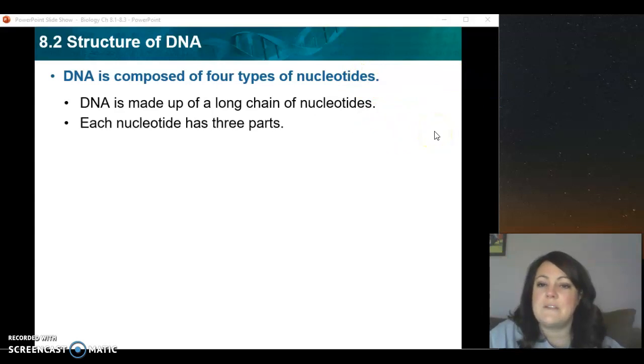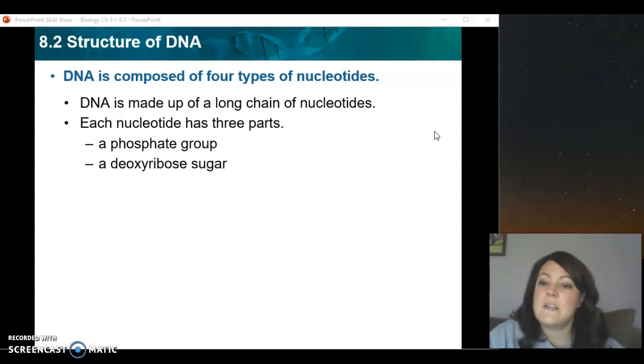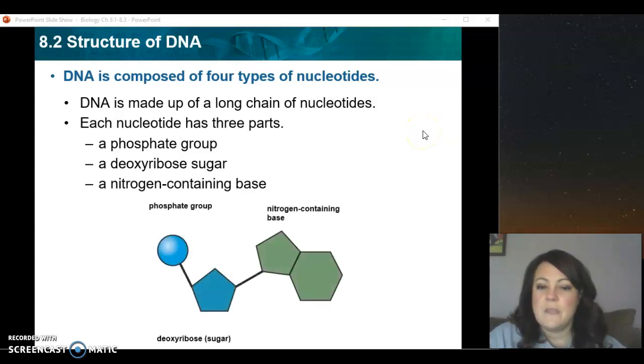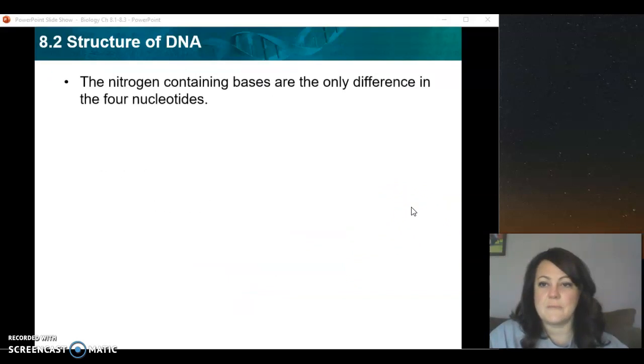Each nucleotide has 3 parts to it. There's a phosphate group. There's a deoxyribose sugar. It's where DNA gets its name. It's the type of sugar that's used in it. And finally, a nitrogen-containing base. That's the part that makes the nucleotides different from one another. So this is just a basic structure of a nucleotide. There's nothing fancy here. We didn't put in all the little elements to confuse you. This is the basic structure, and it's the same one that's found in your textbook.